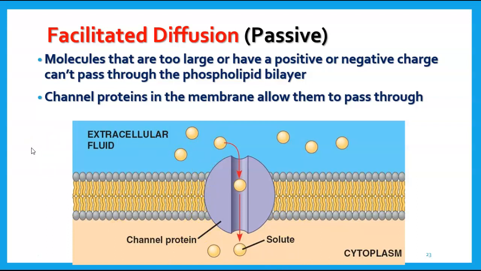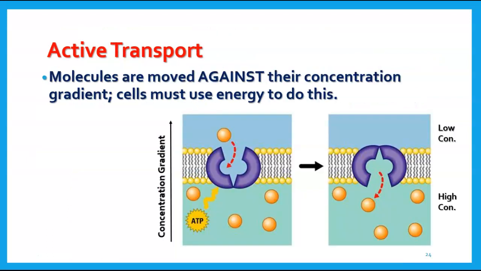If you need to move it out or in against that concentration gradient, then you need to do something called active transport. In active transport, molecules are moved against their concentration gradient, and this requires energy. Passive transport is kind of like coasting your bicycle down a hill. Active transport is like pumping the bicycle up the hill. In other words, it takes more energy to get up the hill than it is to get down the hill.